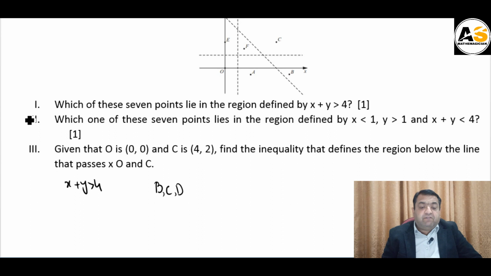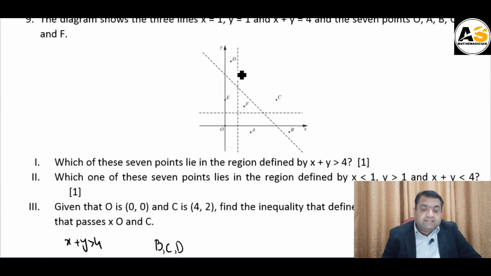Secondly, which of these 7 points lie in the region defined by x is less than 1, y is greater than 1? Dear student, x is equal to 1. X is less than 1 means we need to stay on this side. We are restricted to D, E and O. Y is greater than 1 means we need to stay above this line as well. So we are restricted to only D and E.